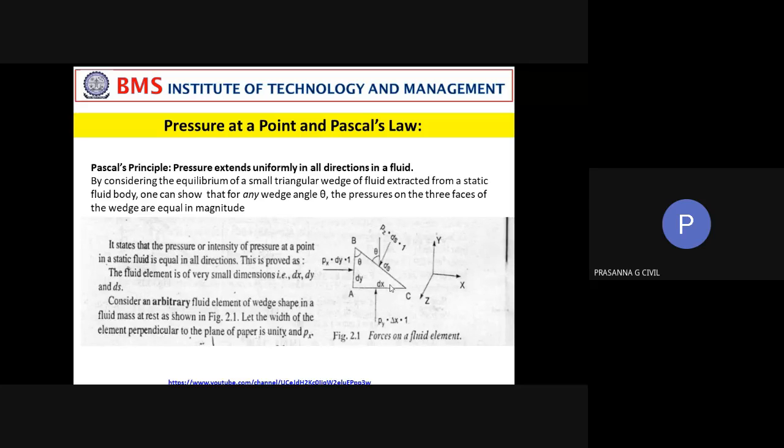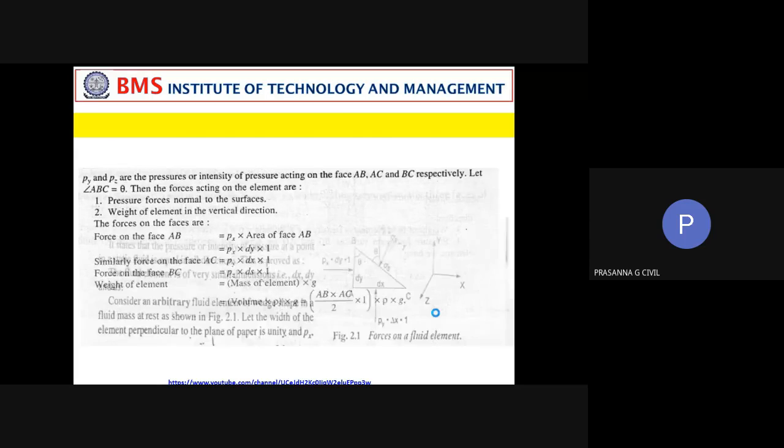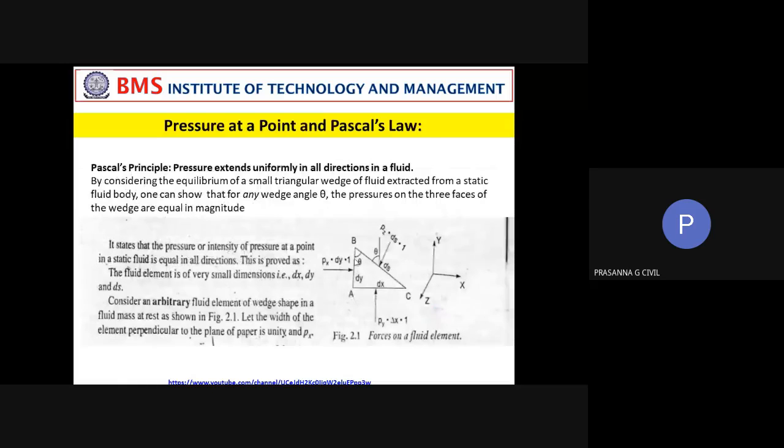Let the width of the element perpendicular to the plane of paper be unity. Px, Py, and Pz are the intensities of pressure acting on AB, AC, BC respectively. That angle which we saw previously is taken as theta. So cos theta and sin theta will depend on that particular theta there.